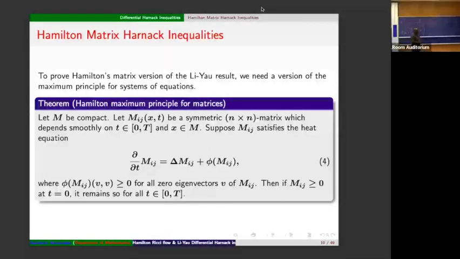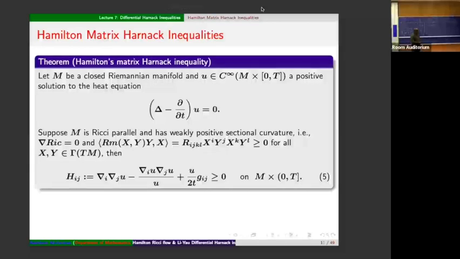I said that to prove the Hamilton matrix version of the Li-Yau result, we need the maximum principle for a system of equations. We have this maximum principle from our last lecture, the one built for tensors. So this is for matrices now. It's for symmetric matrices, and our tensors, like the Ricci curvature tensor and metric tensor, are also matrices, so it works the same way. It was built in the same paper where the maximum principle for tensors was also built, so it follows the same fashion.